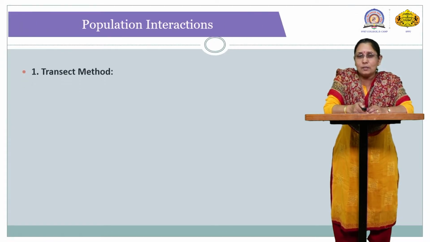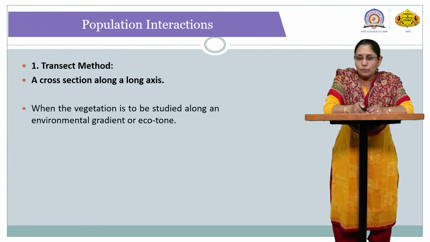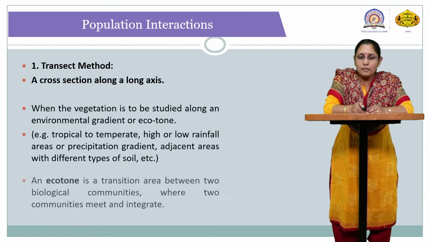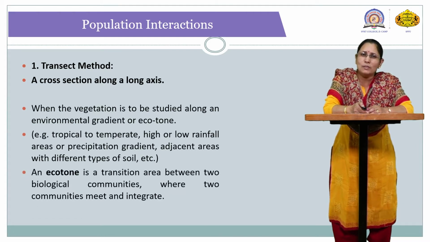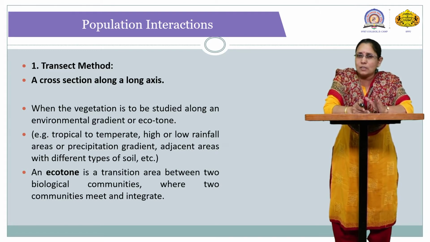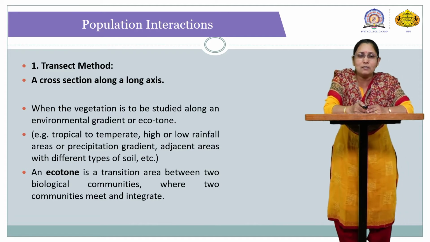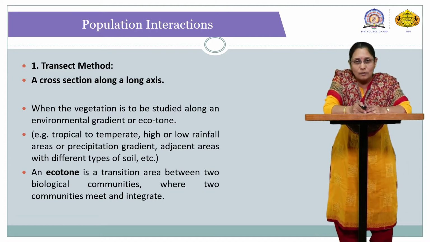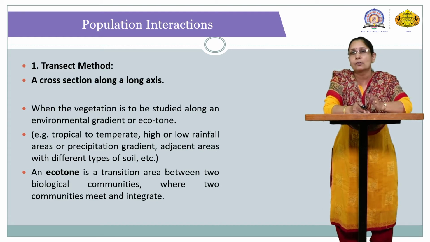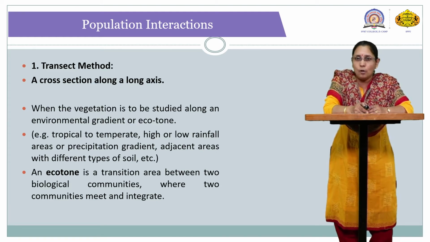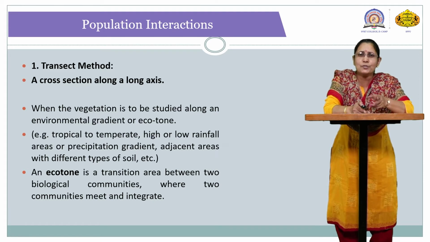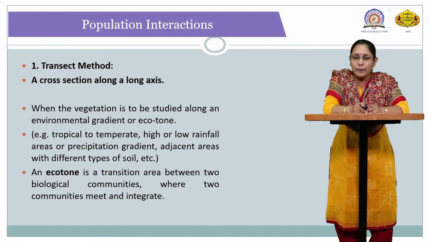What are these methods that we are going to learn now? Very first, before going to line transect and belt transect, we must know what is meant by a transect. The transect is nothing but a cross section along a long axis. Simple: a cross section along a long axis. This transect is utilized in the line as well as in the belt.